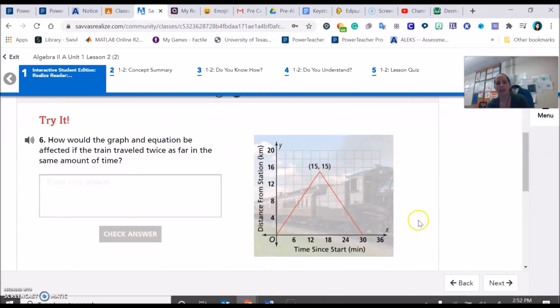All right, number 6, the try it problem. How would the graph and equation be affected if the train traveled twice as far in the same amount of time? So it's traveling twice as far, so it's going twice the distance. So that means it's going to be, so here's the distance, that means it's going to be 15, 30, right? So that means there'll be a vertical stretch by a factor of 2, because it's doubled, twice as far, doubled it, okay?